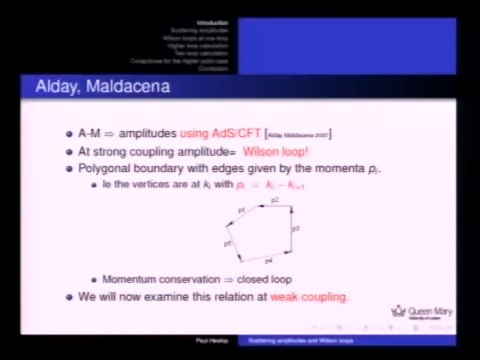Summarizing briefly, I don't need to say much because the next talk is by Fernando Alday. Alday and Maldacena showed how to calculate amplitudes using AdS/CFT, and they found that at strong coupling it's equivalent to the calculation of a Wilson loop. The Wilson loop is defined by a contour whose edges are the momenta p1, p2, p3, p4, p5 of the amplitude. So obviously we have momentum conservation: the sum of the momenta is 0, which tells you that you get a closed loop.